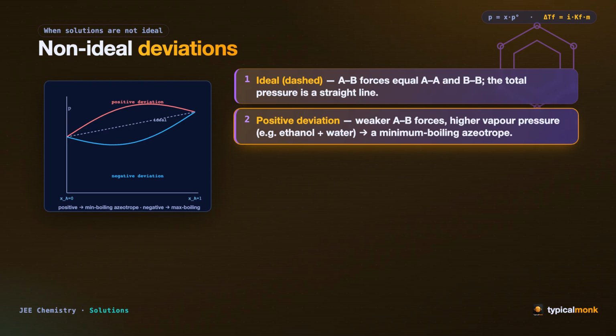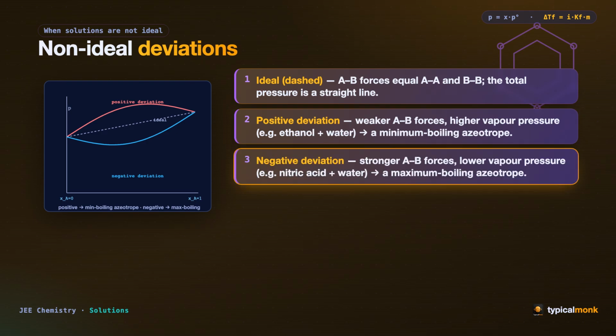Ethanol and water are the classic example, and it forms a minimum boiling azeotrope. A negative deviation. When the AB forces are stronger, the molecules are held tighter, the vapor pressure runs lower than ideal, and the curve bows downward.